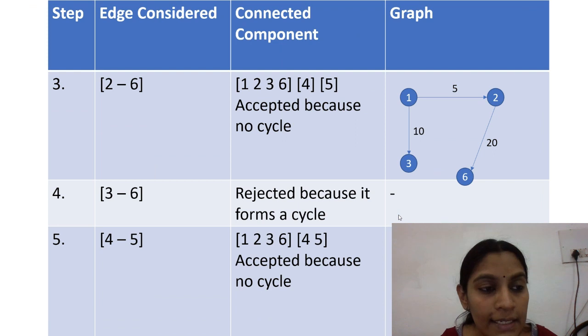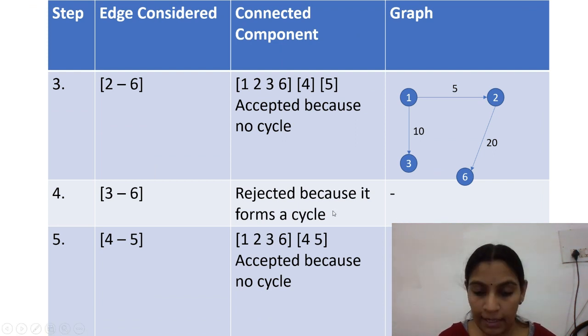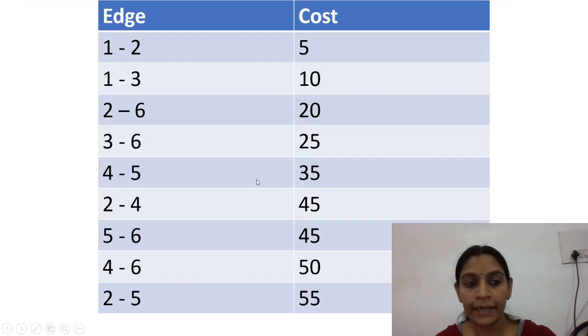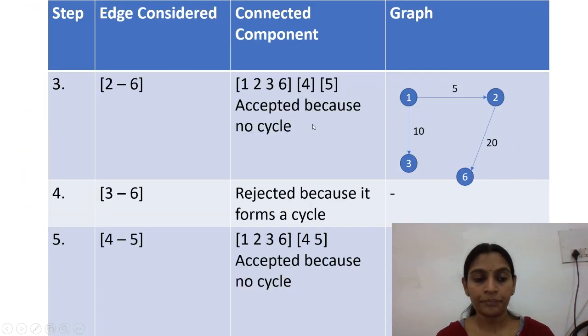Now what happens in the next step? Third step, I'll go back to the table. The third edge available is 2 to 6, which has weight 20. If I draw an edge from 2 to 6, nothing is going to happen, no cycle. So we can easily add it. So 6 is also added, accepted, and what is left is 4 and 5.